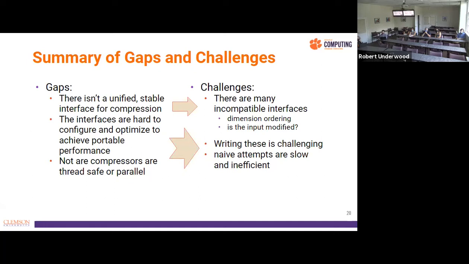First, there isn't a unified, stable interface for compression. The interfaces used to configure compression are difficult to use generically, making it hard to write optimizers around them. And some of the compressors, such as SZ up till 2 weeks ago, as well as others, are not thread safe or parallel, meaning that in order to address these, we need something that will unify the many incompatible interfaces while being efficient and taking care to have the best possible performance.